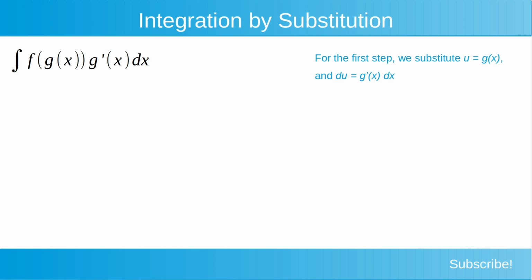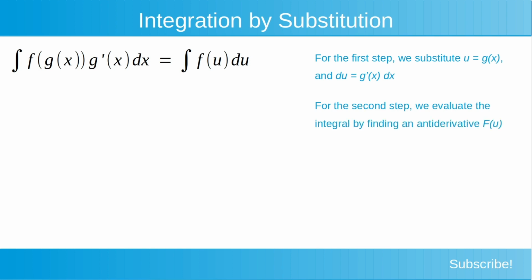When we substitute the variable u for the function g of x, we get the indefinite integral of f of u. And when we substitute du for the terms g prime x dx, we get the indefinite integral of f of u du. So after doing this first step, we've rewritten our function into a form which should be easier to match up with the standard integration formulas.